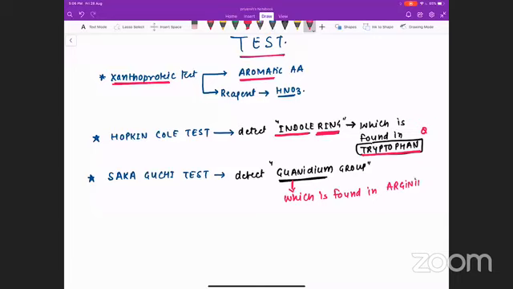The language of the question was, guanidinium group is found in which amino acid? Guanidinium group is found in arginine. They have not asked about the Sakaguchi test. What they have asked is an indirect detail of the Sakaguchi test, that guanidinium group is found in which amino acid? That is arginine.